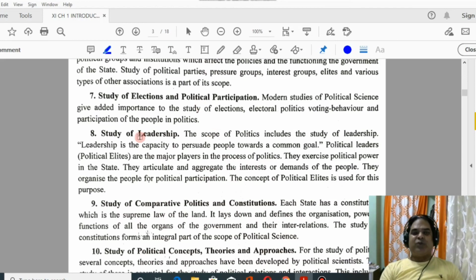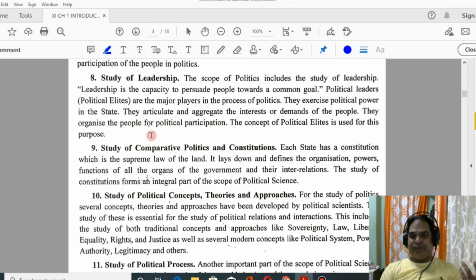Now the next one, point number 8, study of leadership. That is also very important. In political science, whenever we form the government, we need a leader. So when we study the leadership quality, the capacity of the leader, the goal of a leader, that is also the subject matter of political science.